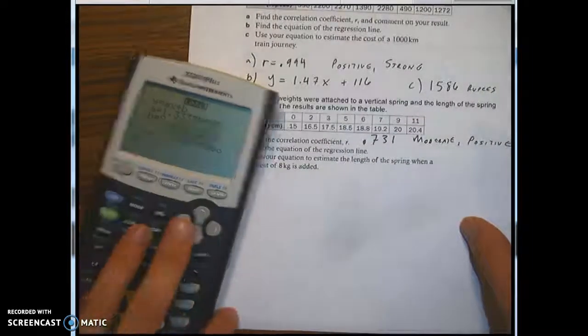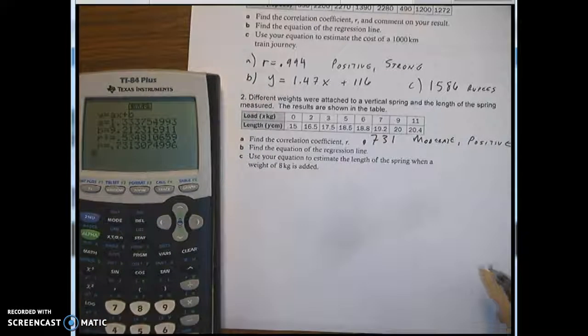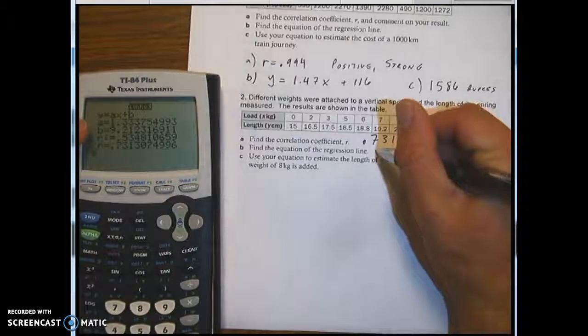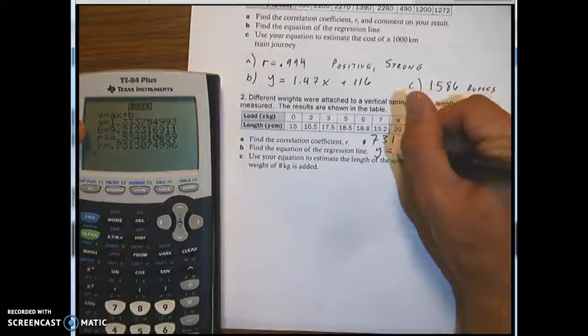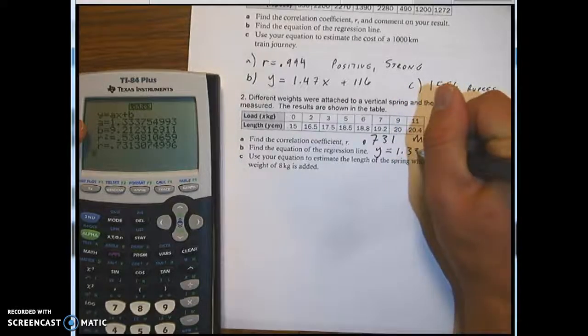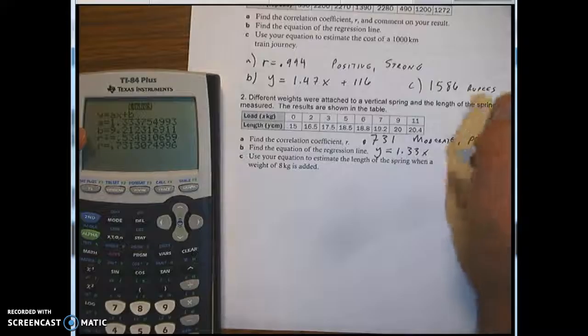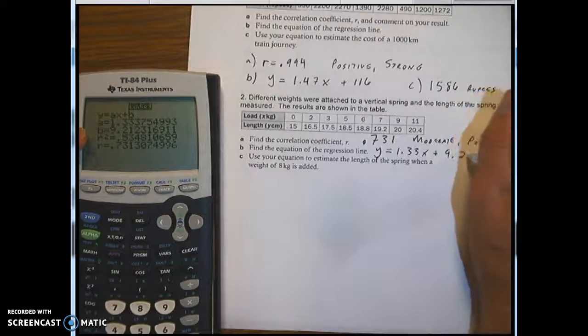And then to find the equation of the regression line, I've got it right here on my calculator. To 3 significant figures, y equals 1.33x plus 9.21.